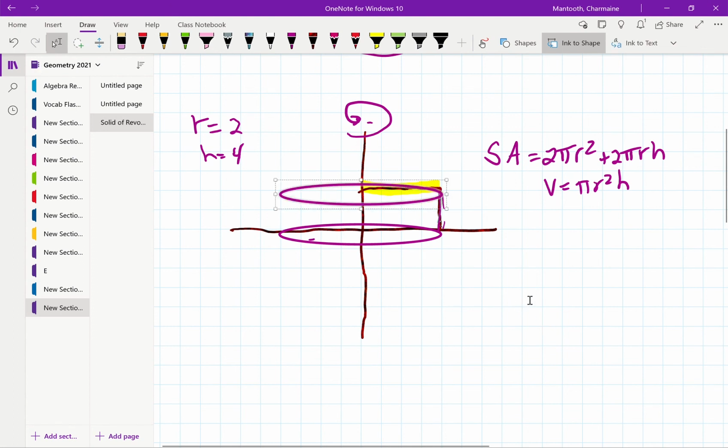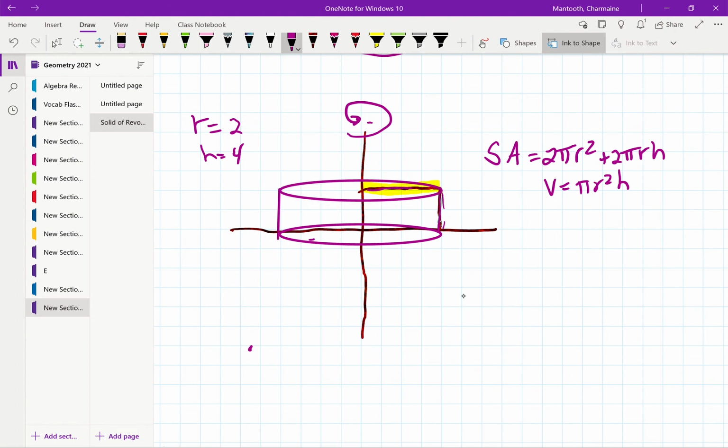And so now you can see that we have a cylinder, but now the radius of the cylinder is going to be 4 and the height is going to be 2 because we've rotated about the y-axis instead of about the x-axis. Our axis of revolution is the y-axis. So radius is equal to 4, height is equal to 2. And I would get a different surface area and volume because of it.